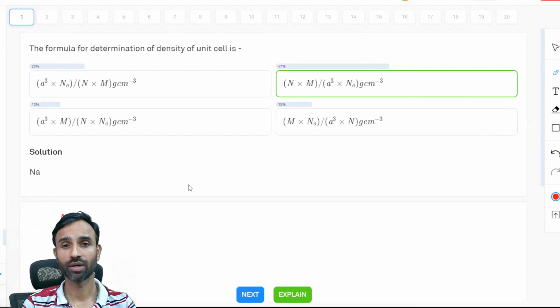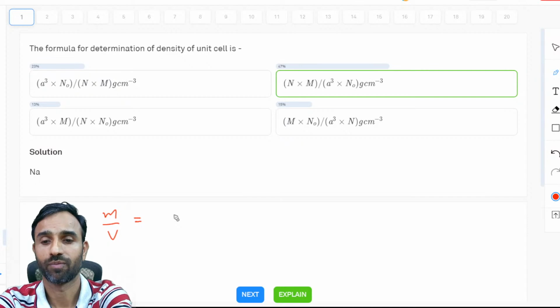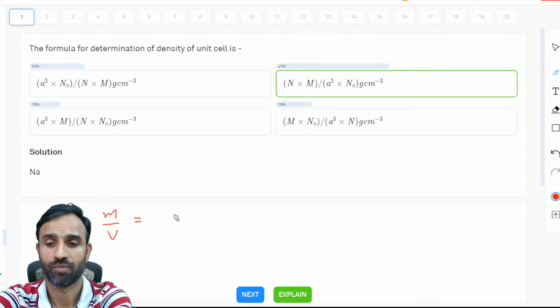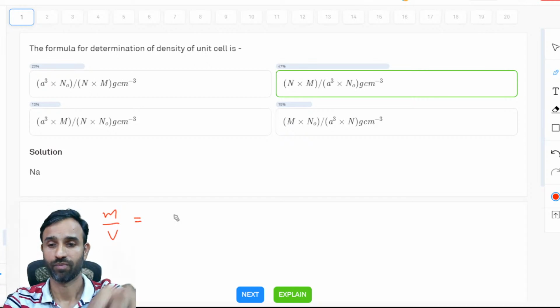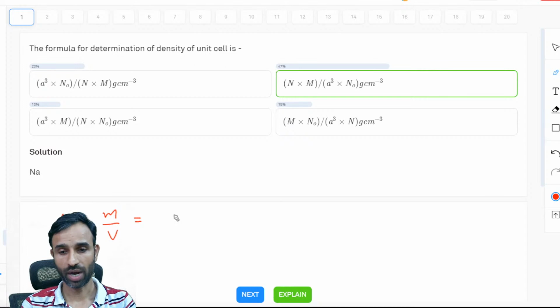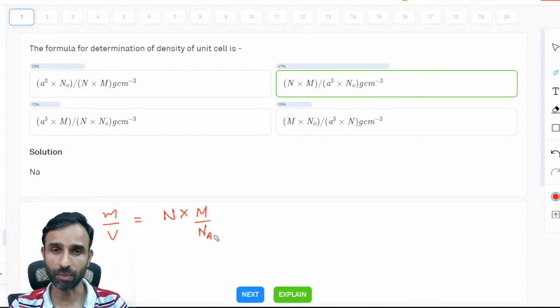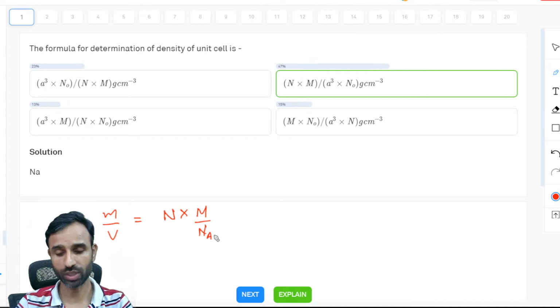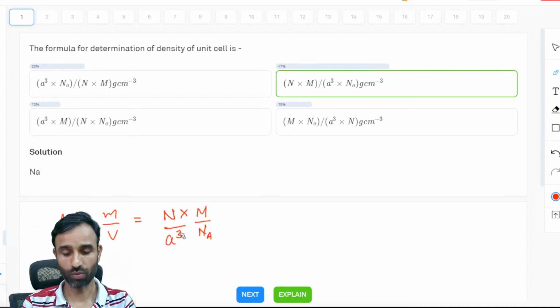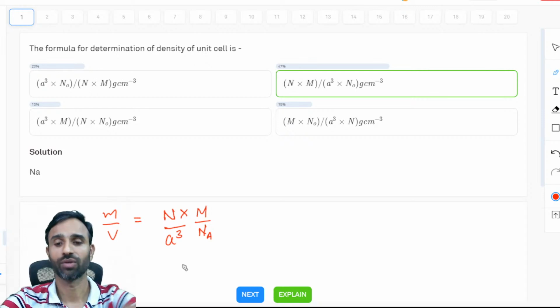Say, density is, what is density? Density is mass by volume. Now, mass means, one second. So, mass by volume, and mass is number of molecules into their molar mass divided by Avogadro's number, mass of each element into total number of molecules, and a cube. That is, a is edge length.